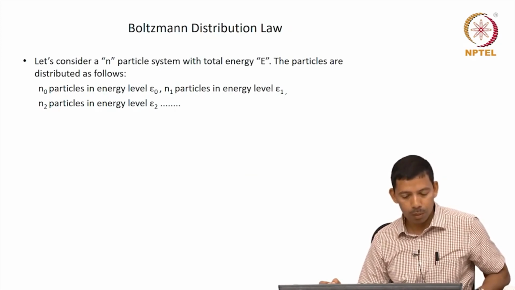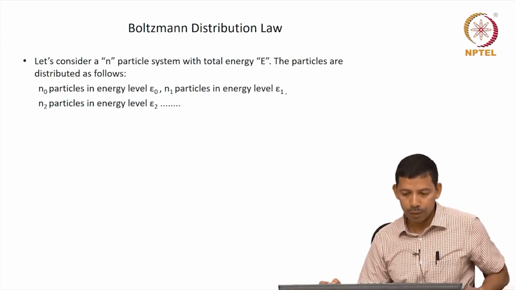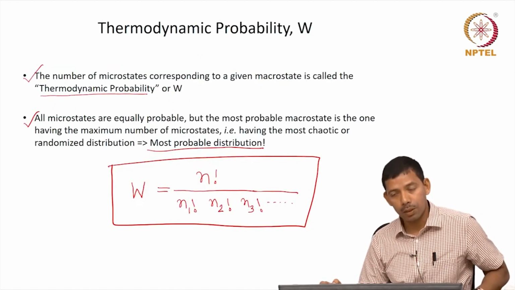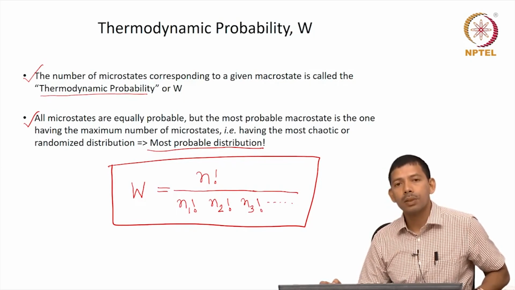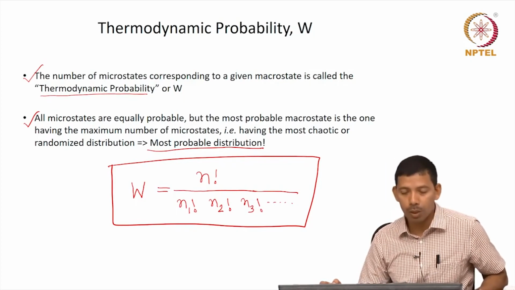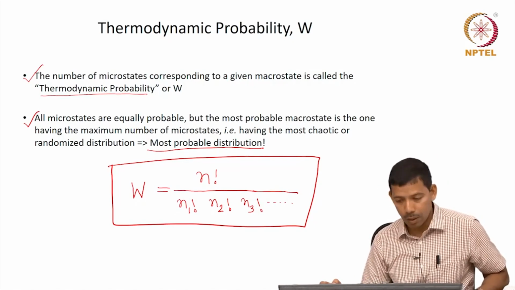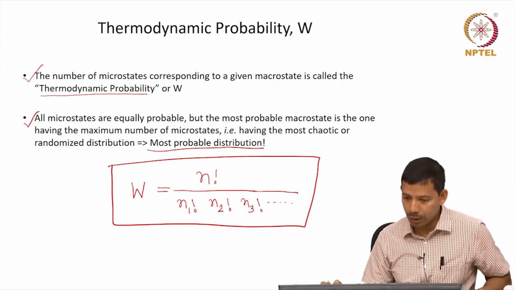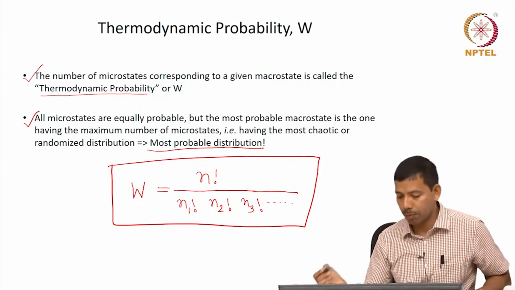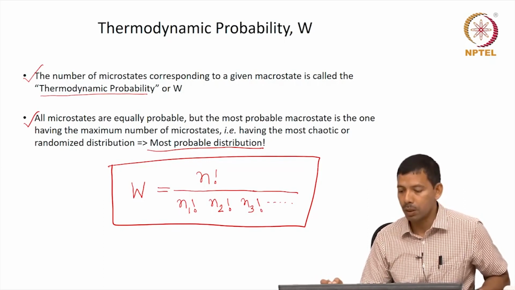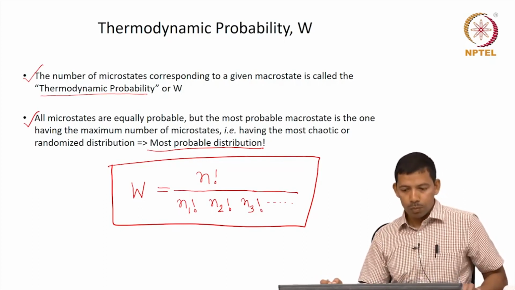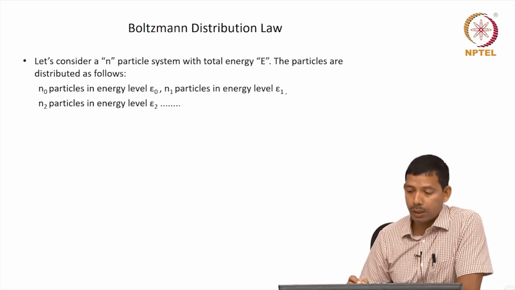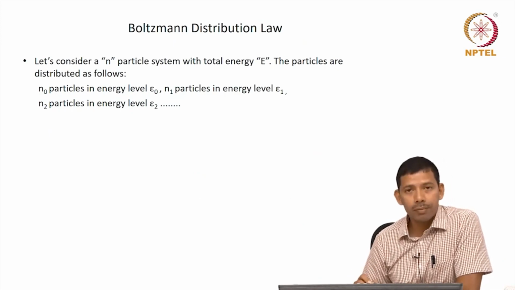So far we have seen the definition of statistical thermodynamics. We have seen the difference between thermodynamics and statistical thermodynamics. We have taken one example for a biological system, and we have defined distribution of states, and from there we have defined the thermodynamic probability W. Now, let's look at the Boltzmann distribution law, a very important law in statistical thermodynamics, and we'll derive it.